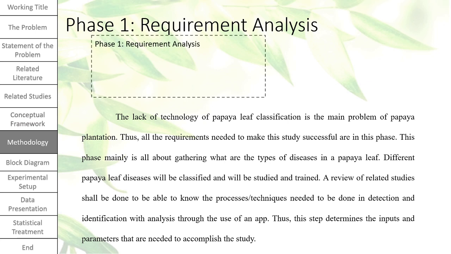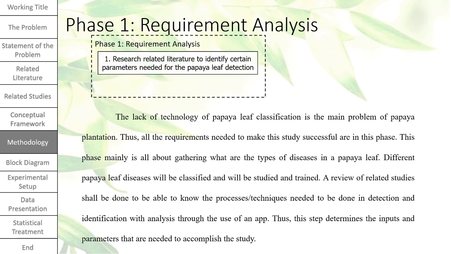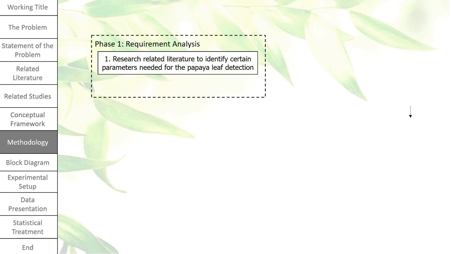Under phase 1, we have 2 steps. First is research related literature to identify certain parameters needed for the papaya leaf detection. Then, classify different papaya leaf diseases. Let's be more specific. For the requirement analysis, step 1 would be research related literature to identify certain parameters needed for the papaya leaf detection.